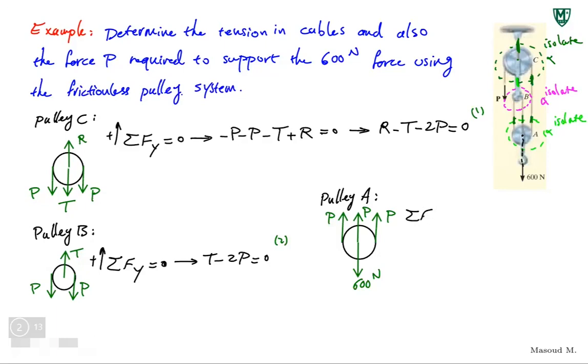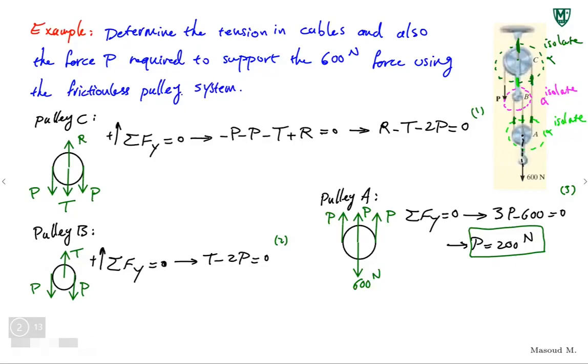So summation of forces in y direction should be 0. That'll give me 3P minus 600 is equal to 0. So P becomes 200 newtons, as Richard said. That's force P. I was asked to find the force P required to support this. Now, once I know P, this is the third equation. I can go back, use equation number 2 to find T, and then use equation number 1 to find R.